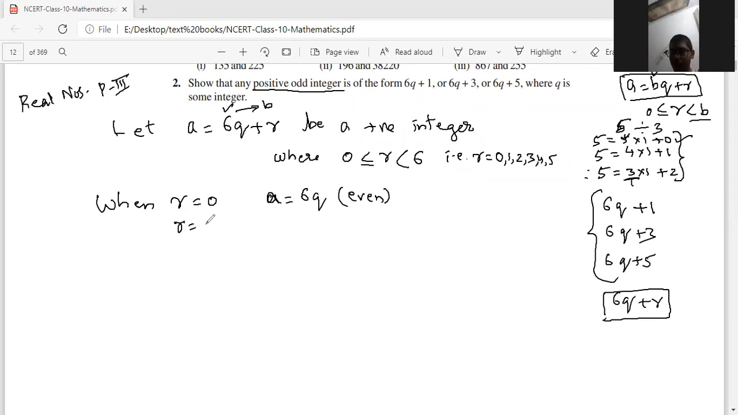When we put r is equal to 1, then a will be equal to what? 6q plus 1, correct? And 6q plus 1 will be an odd number.